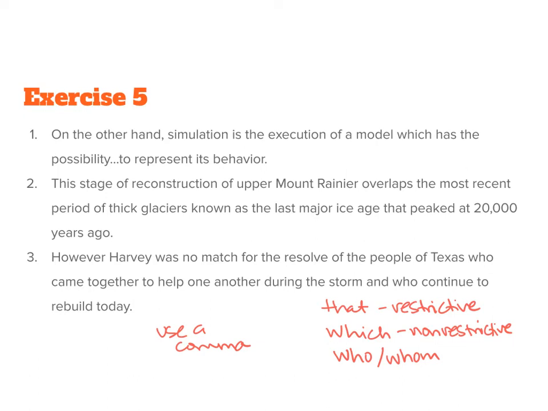So in exercise 1, or for the first one: "On the other hand, simulation is the execution of a model which has the possibility, and there was some stuff that I took out, to represent its behavior." In this case, if we took out "which has the possibility," we'd have "on the other hand, simulation is the execution of a model." It feels like you need that extra information, because it's the model that has the possibility that helps you understand what model is being simulated.